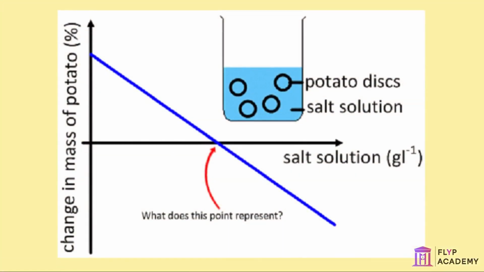The following graph shows how the percentage change in mass of a potato disc changes as the concentration of the salt solution it is placed in increases. We can see that as the salt solution concentration increases, the percentage change in mass decreases, crosses the x-axis into the negative area of the graph. This shows that the potato gained the most mass when the salt solution was at its most dilute, gaining less and less mass as the solution got more concentrated. As the water was moving from the solution into the potato, then the potato started to lose mass.